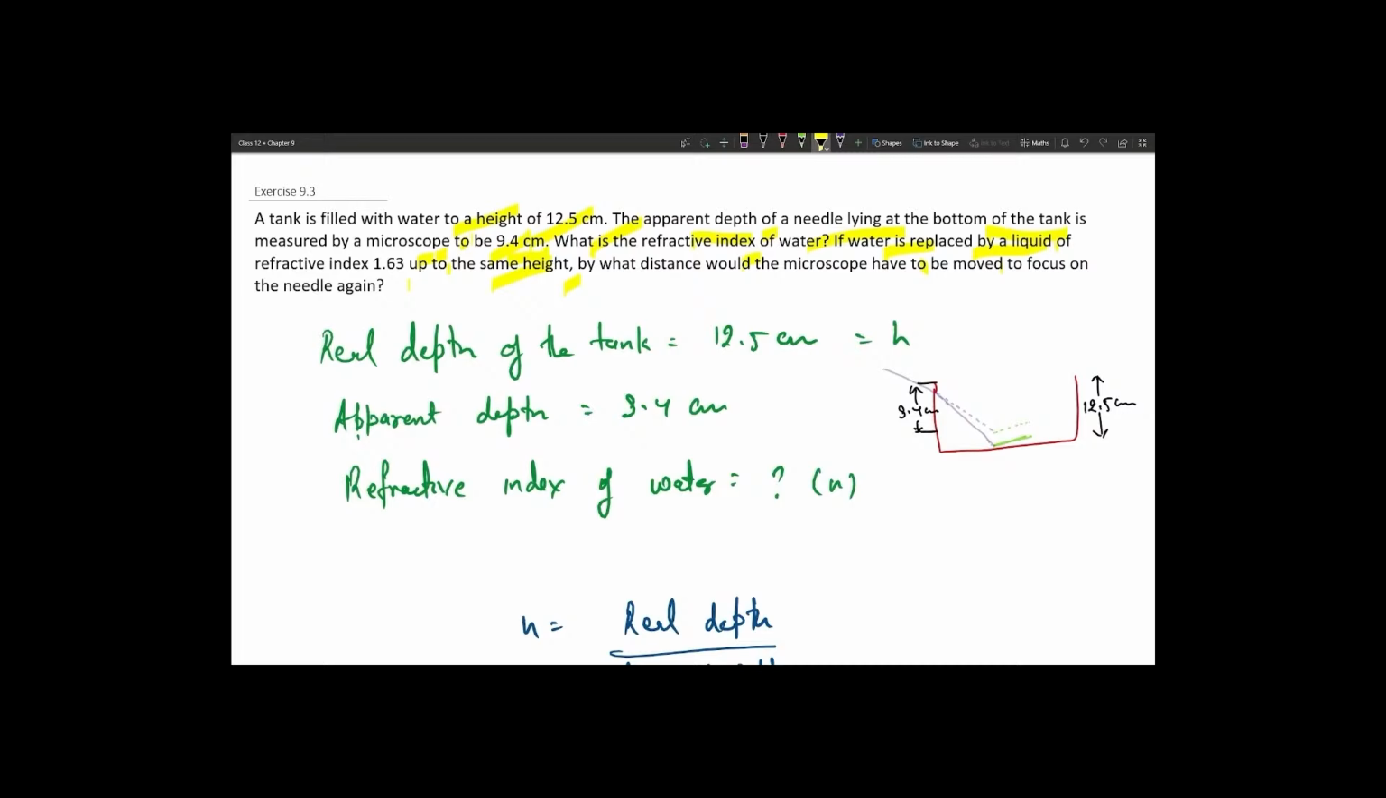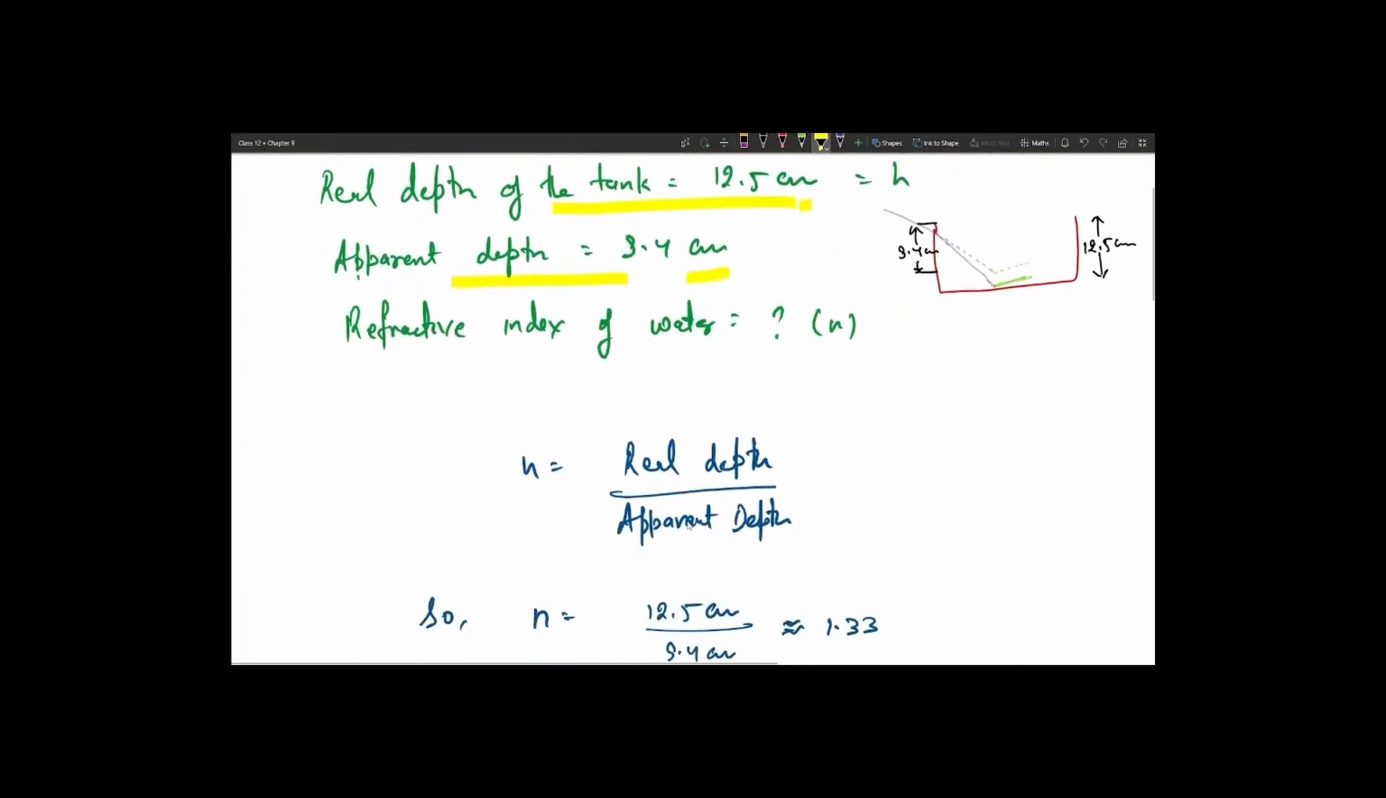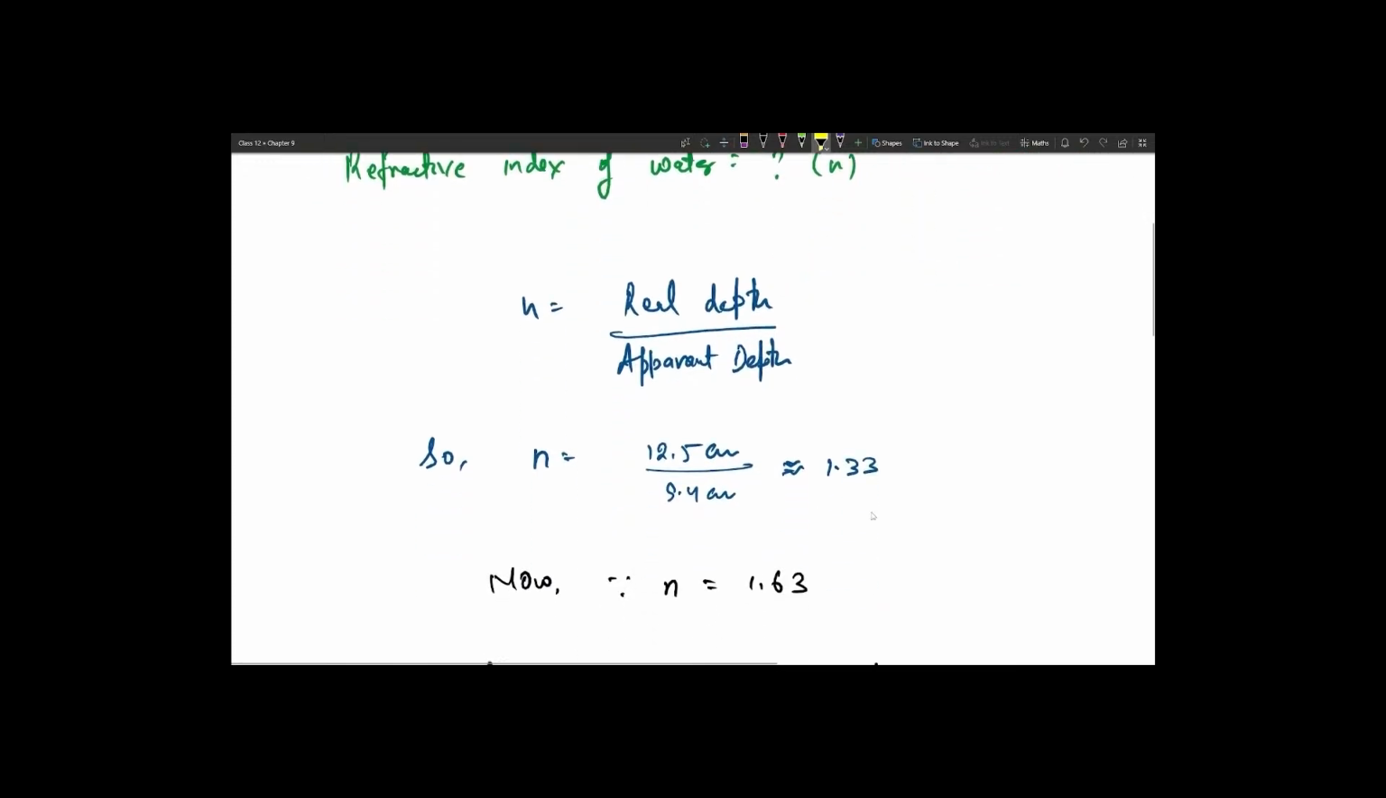That is, the apparent depth of this needle is 9.4 centimeter when the beaker is filled with water. We have to find out the refractive index of water from the given data. So we have been given the real depth of the tank, that is 12.5 centimeter, and the apparent depth, that is 9.4 centimeter. Now we know that refractive index is related to real depth and apparent depth: the refractive index is equal to real depth by apparent depth.